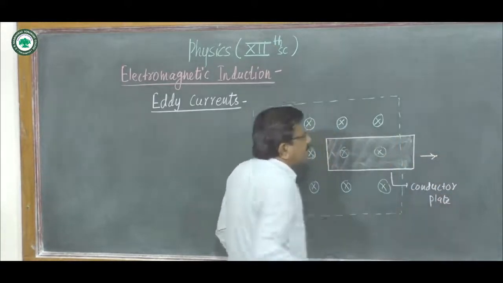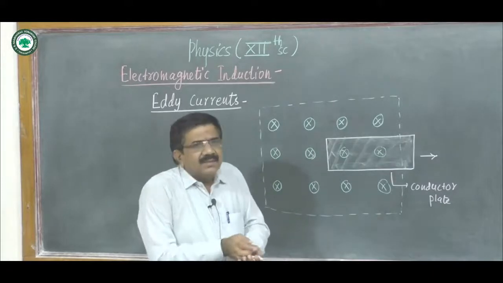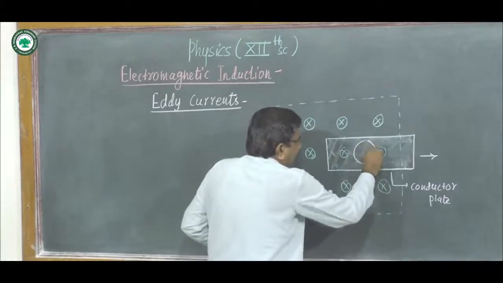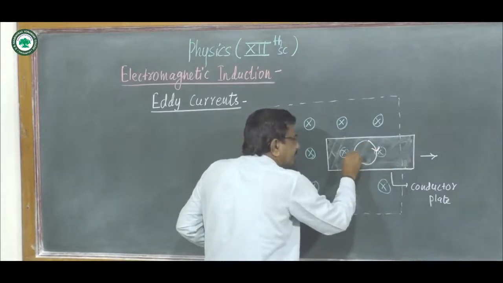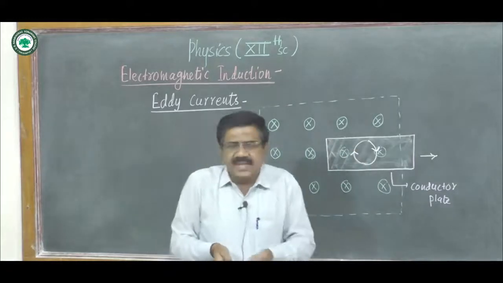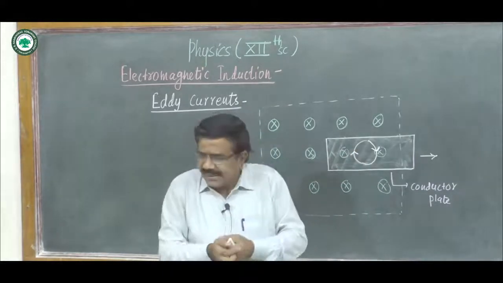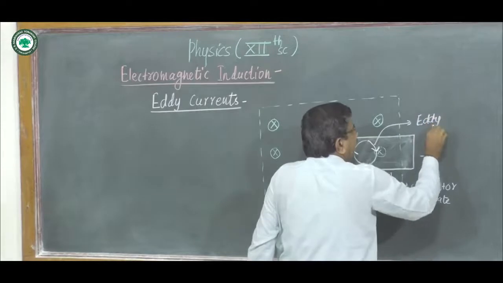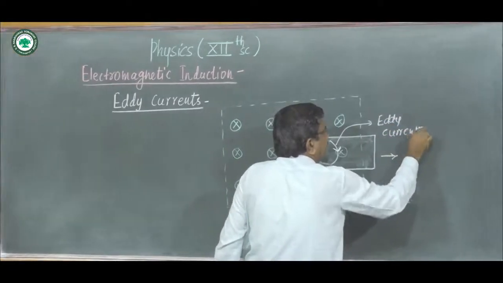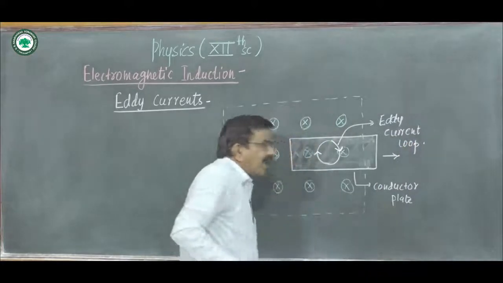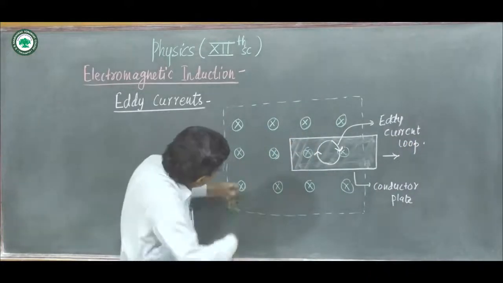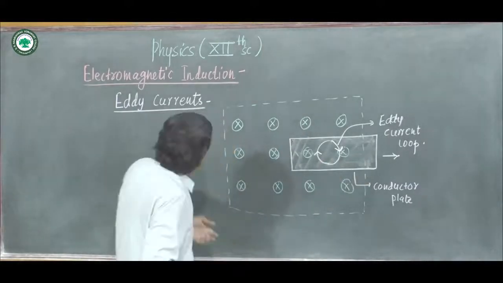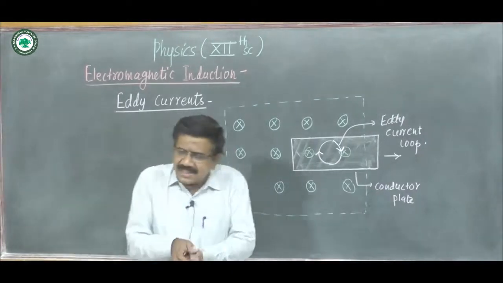And if it is moved in a magnetic field, then circulating currents are induced in the plate. When it is moved in a magnetic field, circulating currents are induced in the plate and it is called an eddy current loop. These circulating currents induced in this metal plate when it is moved in a magnetic field are called eddy currents.